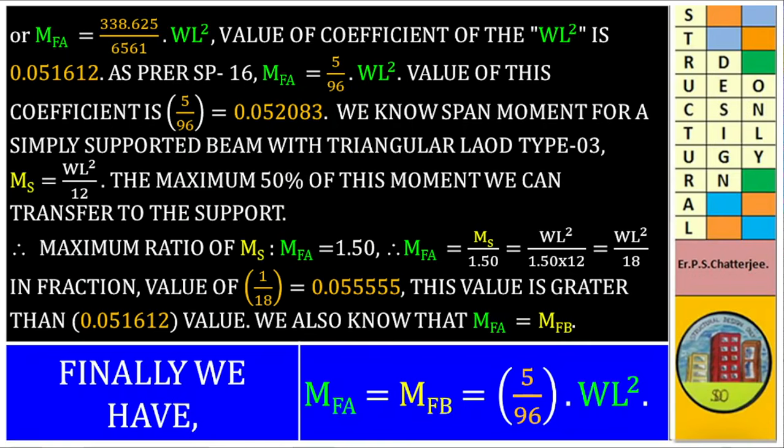So, this is WL square divided by 1.5 into 12. So, this is WL square by 18. In fraction, the value of 1 by 18 is equal to 0.05555. This value is greater than the 0.052083 value. We also know that MFA is equal to MFB. Finally, we are accepting the value that has been provided by SP16. That is, MFA is equal to MFB is equal to 5 by 96 WL square.